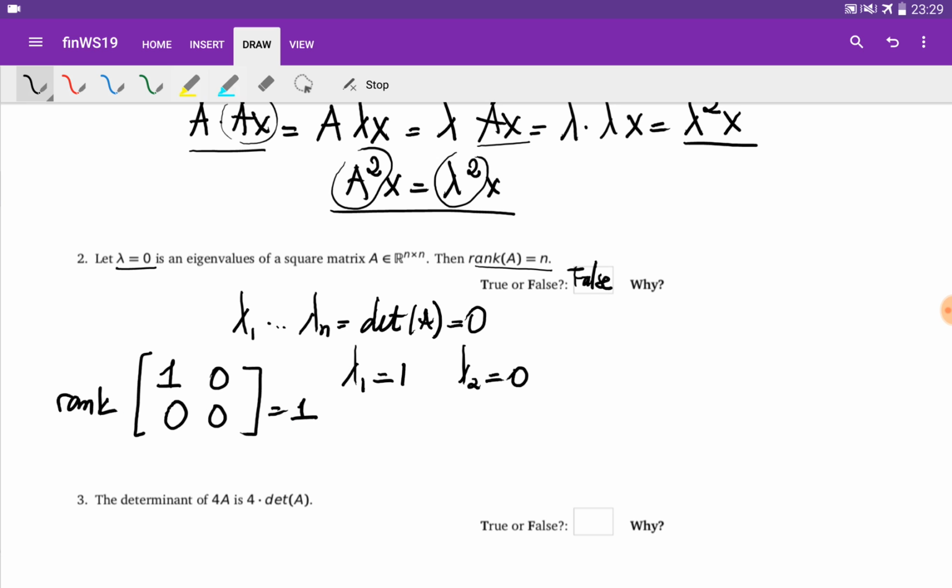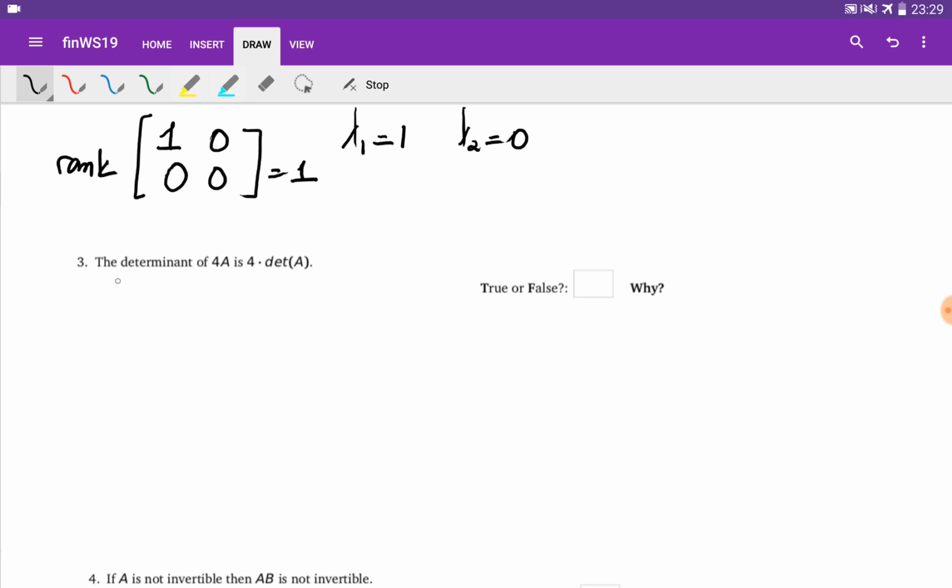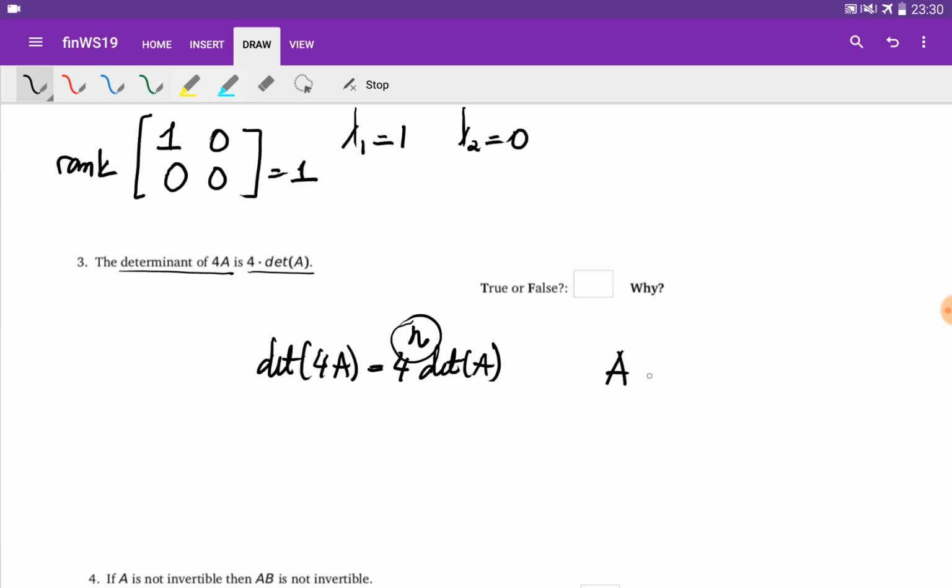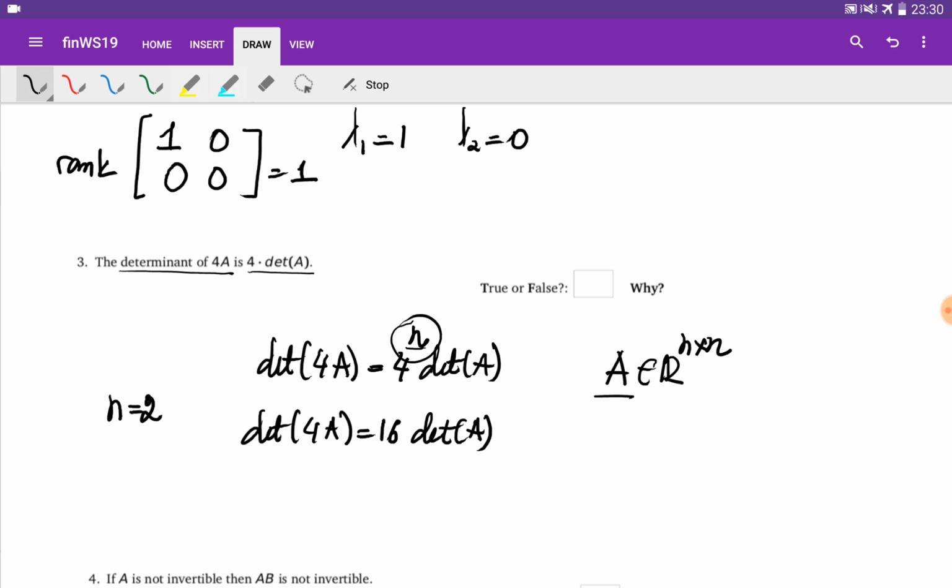The third question tells us that the determinant of 4A is equal to 4 multiplied by the determinant of A, which is false in general, because we know that the determinant of 4A is equal to 4 to the power of n multiplied by the determinant of A, where n is the size of the matrix A. So depending on the size of the matrix A, this n is going to be different. For example, when n is equal to 2, the determinant of 4A is equal to 16 multiplied by the determinant of A. But in general, this is false.